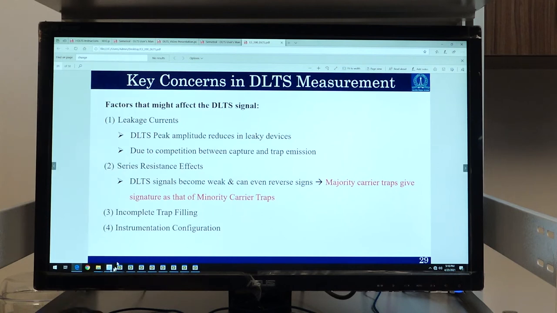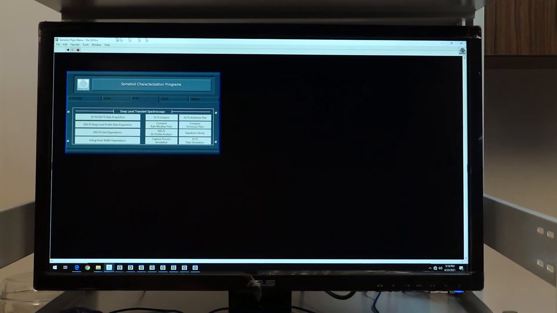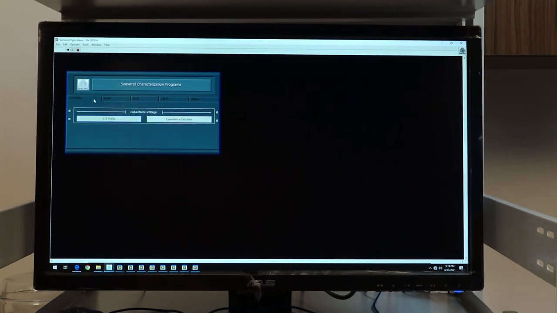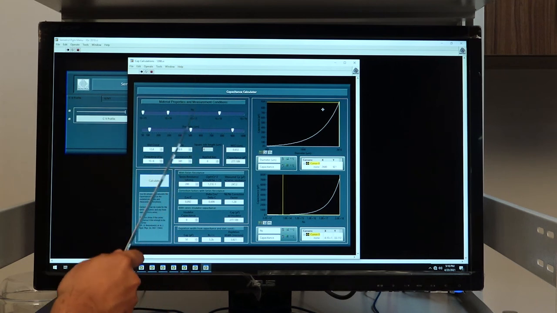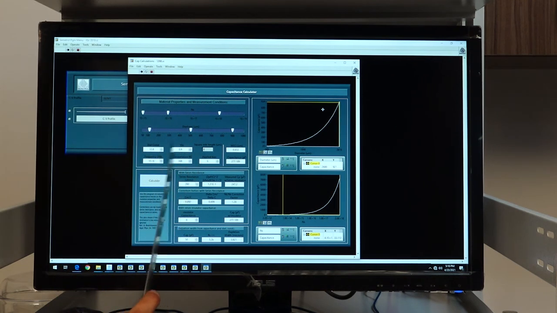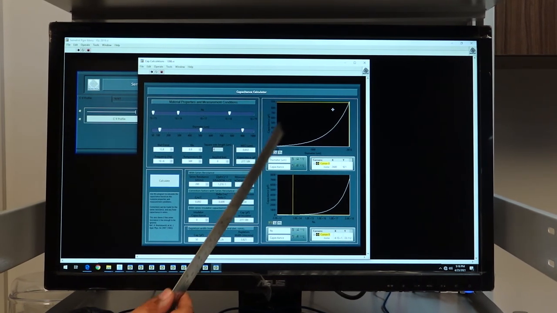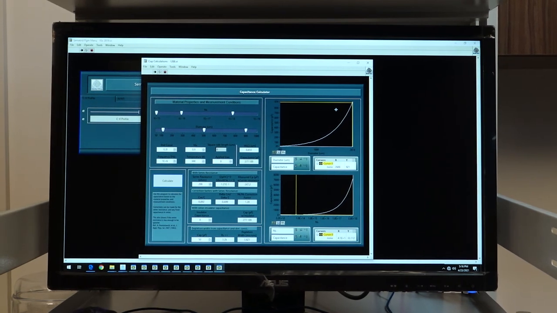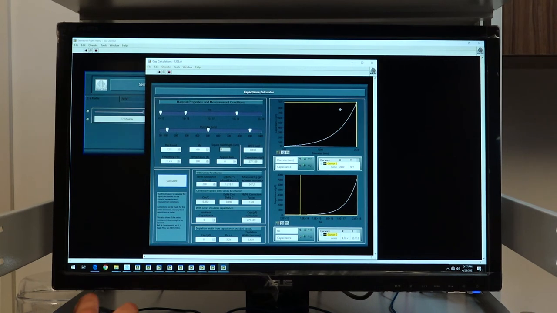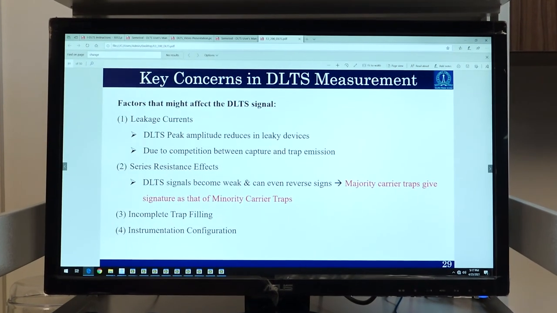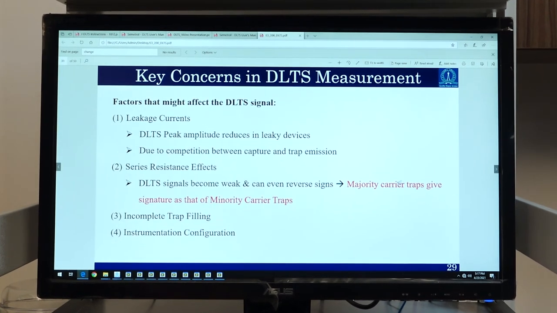So for that, we have a special module. We go back to this Semitrol program main menu, we go to the CV profile. We have something called capacitance calculator, in which if we feed in the background concentration, diameter, dielectric constant, breakdown voltage, frequency of measurement, device dimensions, applied bias, etc., it would give a range of series resistances which will not affect our device capacitance measurement. If the series resistance is quite high, then it would weaken our signal and may also cause reversal of sign. So this has to be taken into account.